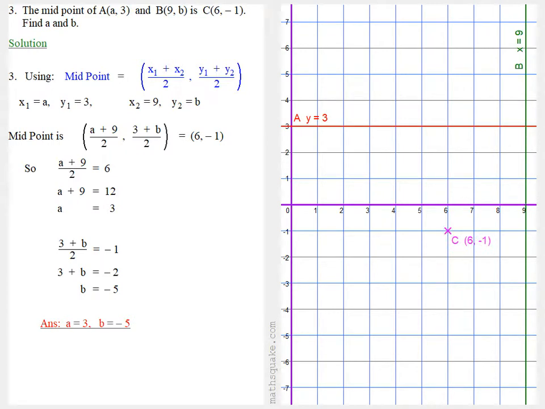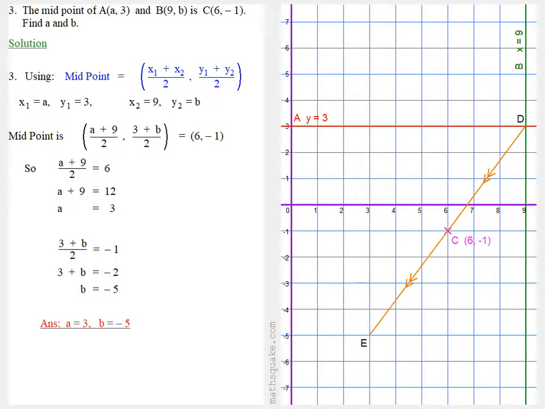We now need to mark C, which has coordinates (6, minus 1). If we find the intersection of those two lines and call it D, and then draw a line from D to the midpoint C, C has to be equidistant from the 2 points on the lines.